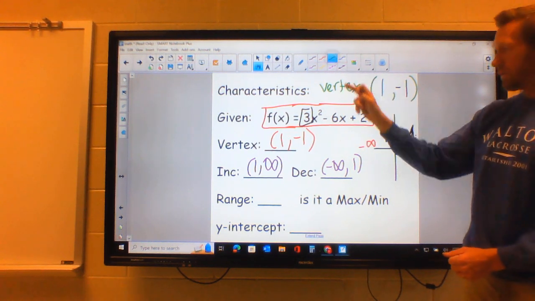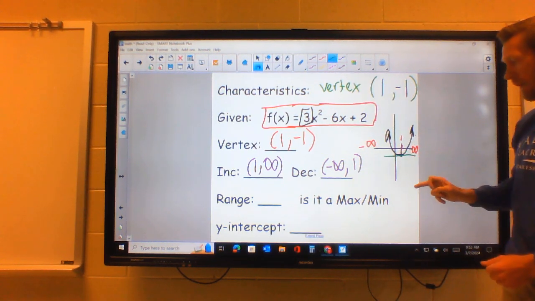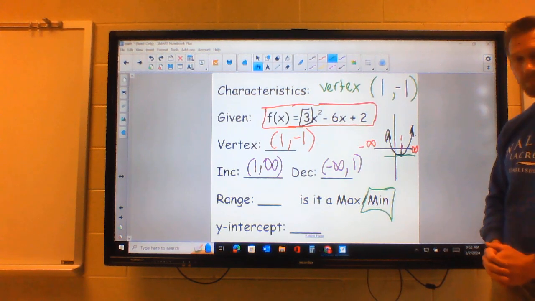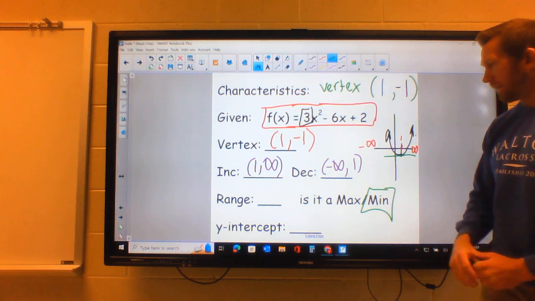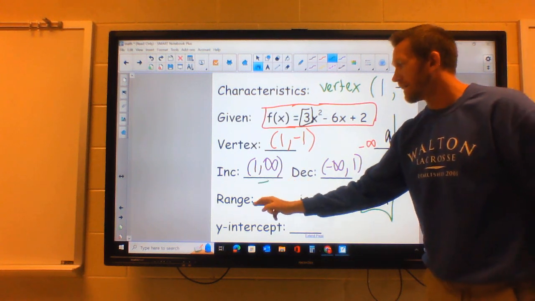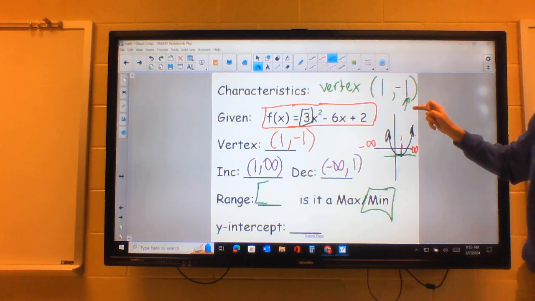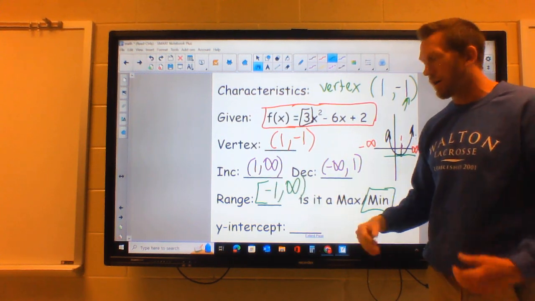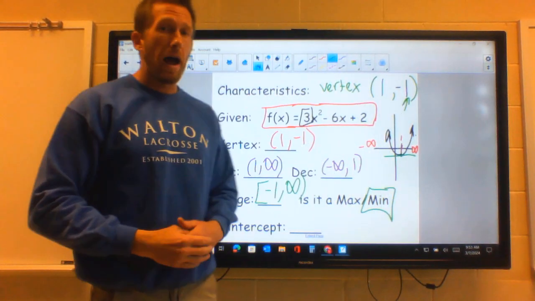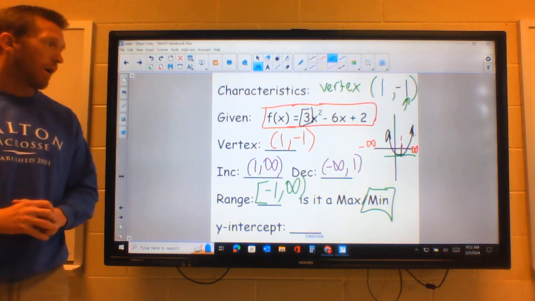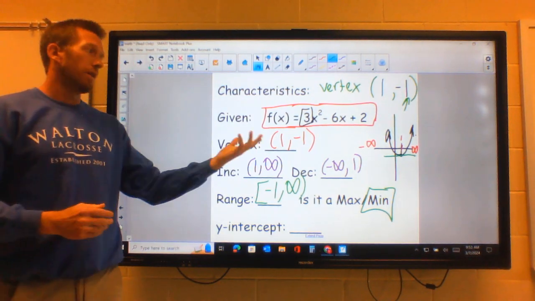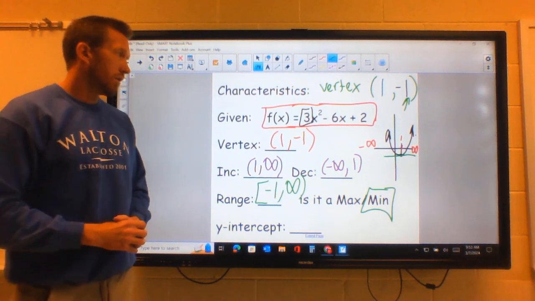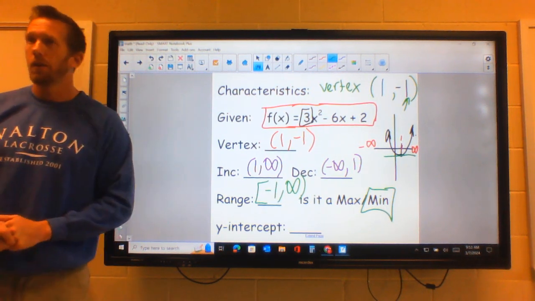The vertex also helps us identify the range because we can identify here it's a minimum, okay? And since it's a minimum that we actually exist at, that height, the y value of our vertex, negative 1, all the way up forever. So we've already done this from a graph. We're doing it from an equation now. I'm just reminding you it's best to sketch a graph as your best manner to get a visual for what's going on.